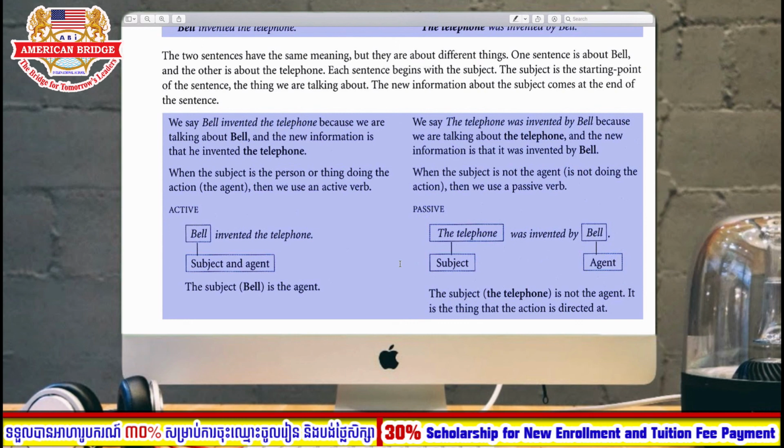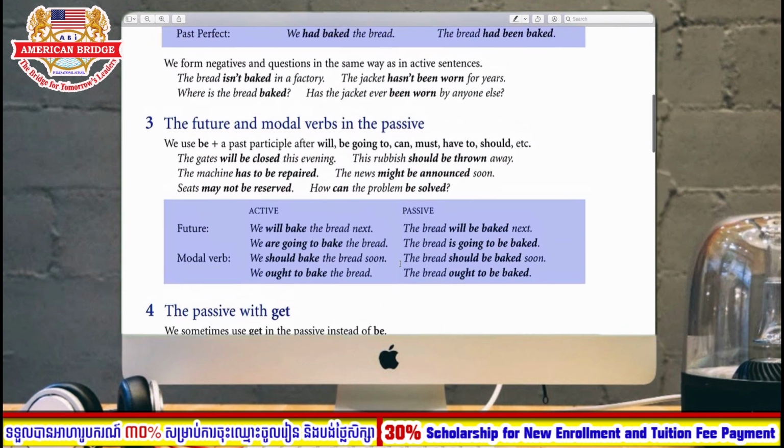The main point is why you should use the passive form and what the form of the passive is. Okay, so everyone, I have prepared some exercises for you to practice in order to improve your knowledge regarding the passive form. So be careful when you form a passive sentence. Remember the general rule: the subject is not the one who does the action, and the form is always be plus past participle.